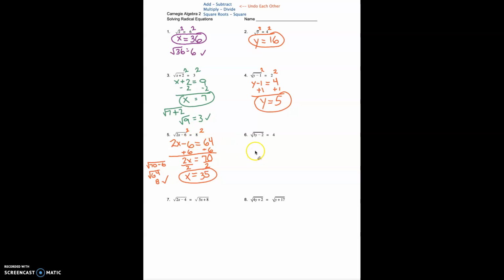So again, for 6, go ahead, undo that square by squaring both sides and see how you do on your own.